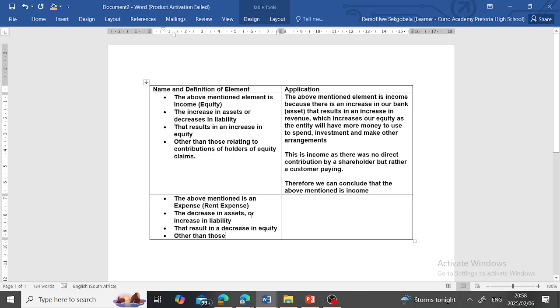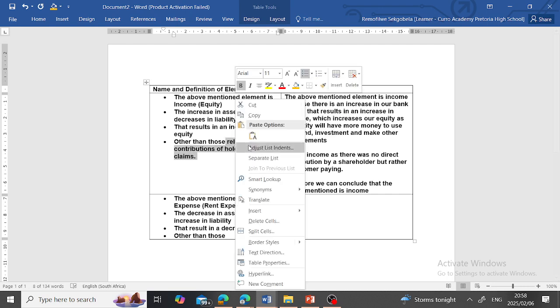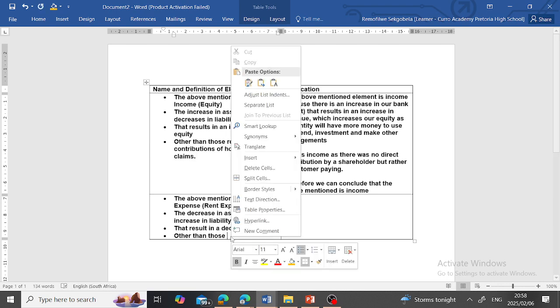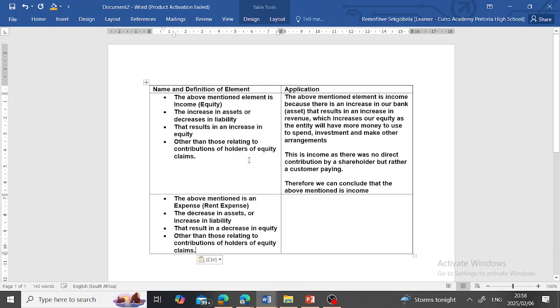So let me just copy and paste. Other than those relating to contribution of equity holder claims, like this. It's going to be like this. This is the definition. The application, right?